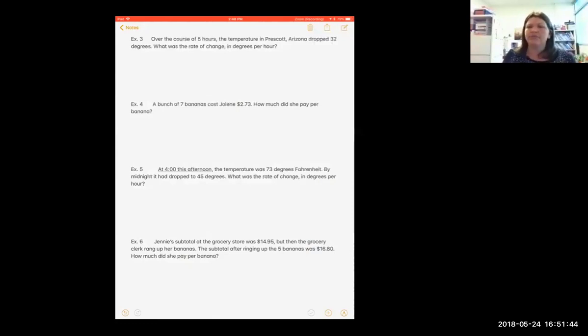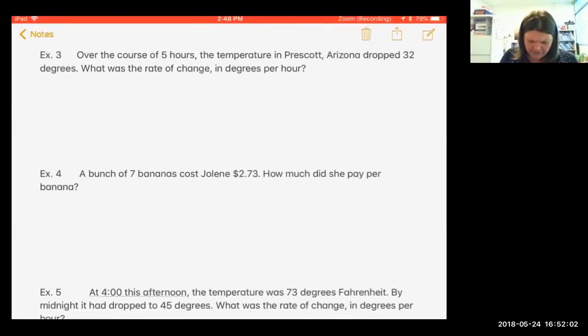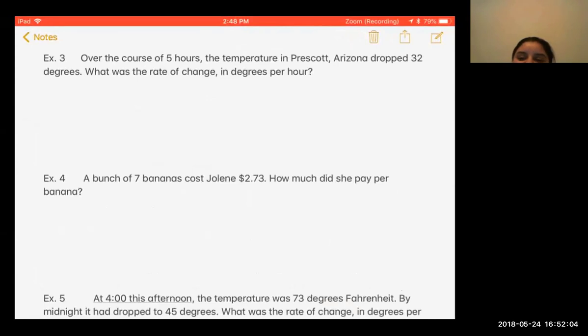So let's look at example 3. It's a really simple problem. It says, over the course of 5 hours, the temperature in Prescott, Arizona, dropped 32 degrees. What was the rate of change in degrees per hour? I want to increase that. Is that easier to read? Yes. Okay.